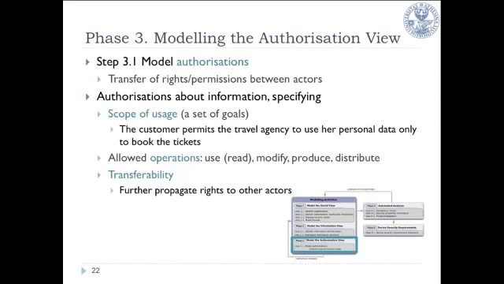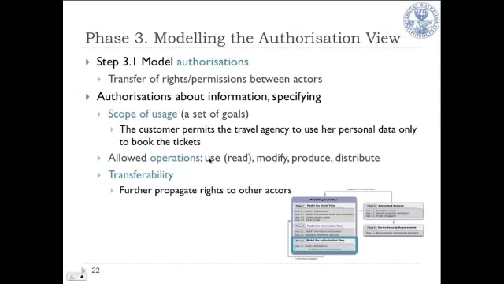So in the case of the tourist would permit the travel agency to use his personal data only for the scope of booking the tickets, but not for any other purpose that the agency might have, such as to say for publicity use or for statistical analysis. So he wants his data only to be exploited for the purpose that he wants to achieve.